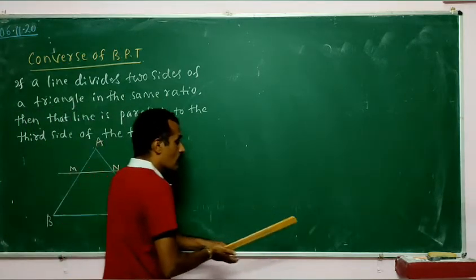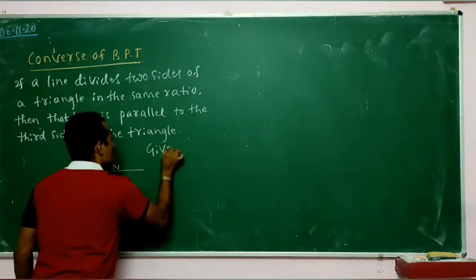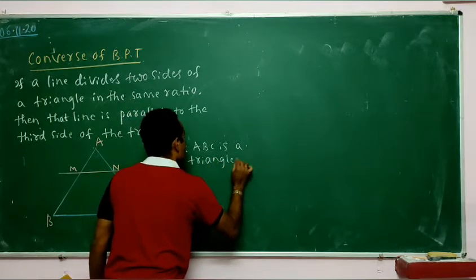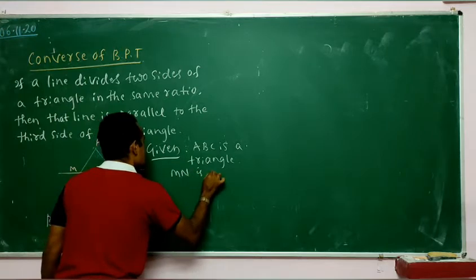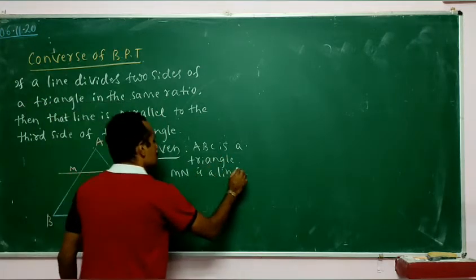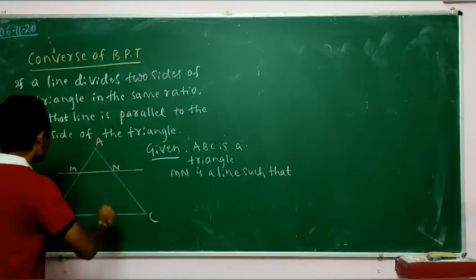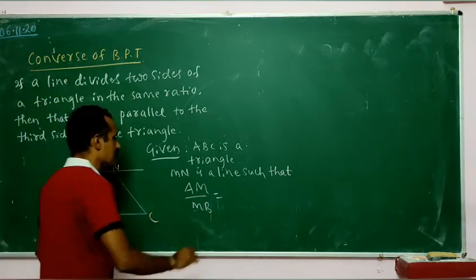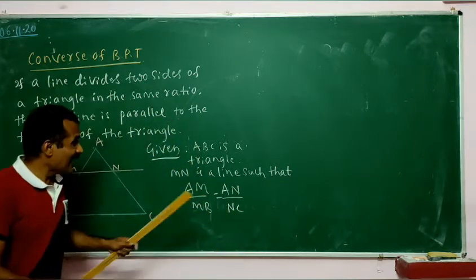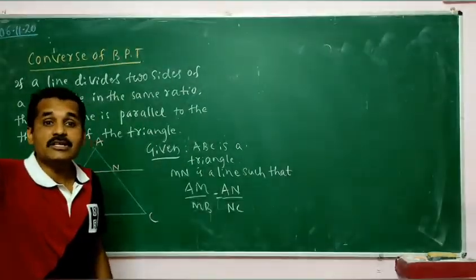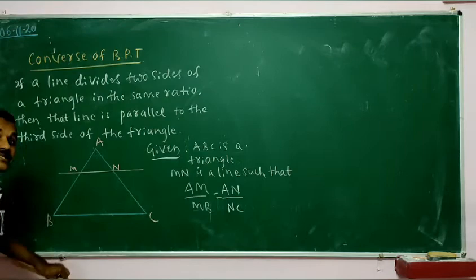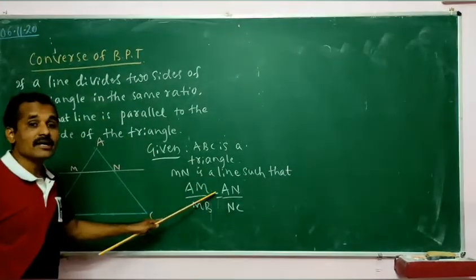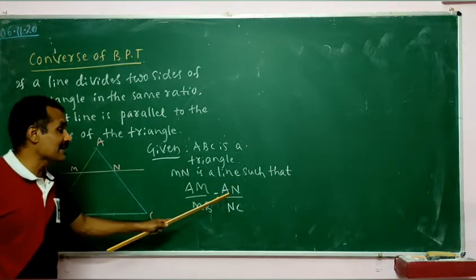That means what is given? Given is ABC is a triangle. से हमने प्रूव किया था, लेकिन यहाँ वो गिवन है AM by MB is equals to AN by NC is given for you.